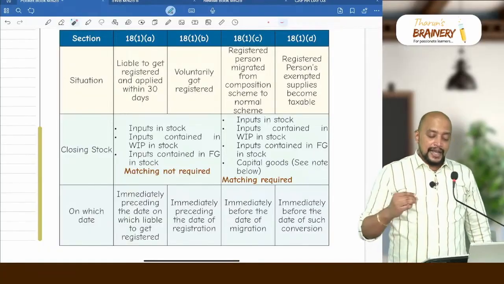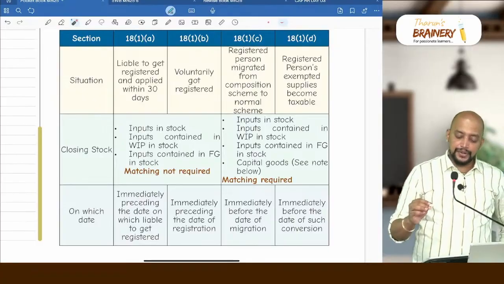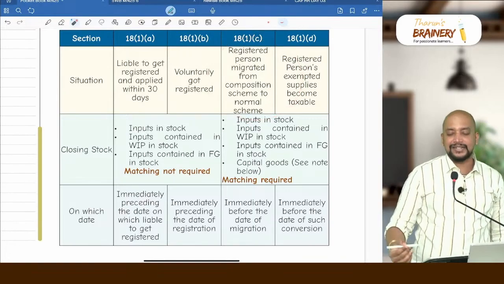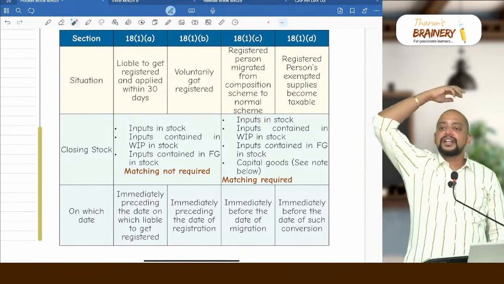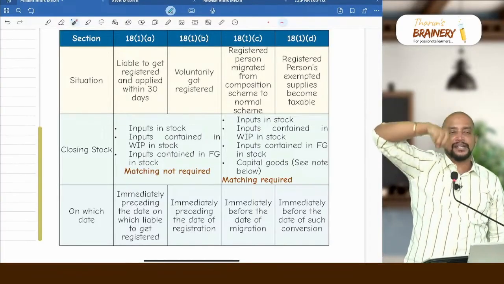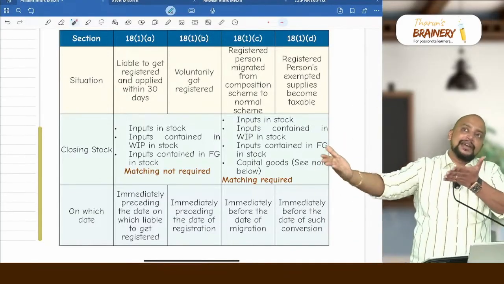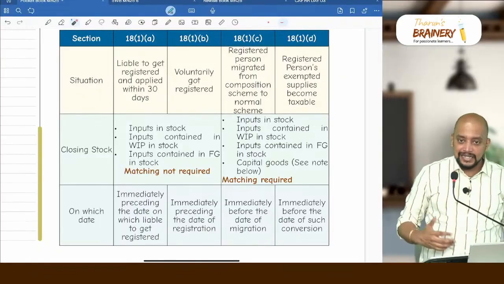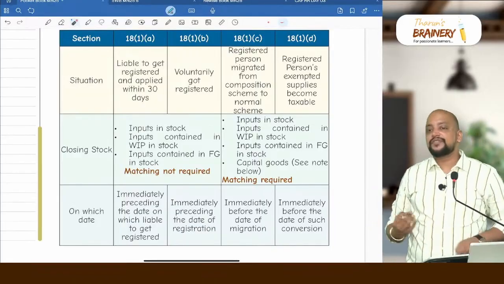Whereas 18(1)(c) and 18(1)(d) will be applicable to a registered person. 18(1)(c): a registered person migrated from composition scheme to normal scheme. During the time when they were under composition scheme, they were not eligible to take ITC on their inward supplies. The moment they go into normal scheme, they can take ITC on their inward supplies. So before the date of migration there will be some closing stock. That closing stock, GST paid, can be taken as ITC. What is that closing stock? Inputs as such held in stock, inputs in WIP held in stock, inputs in FG held in stock.